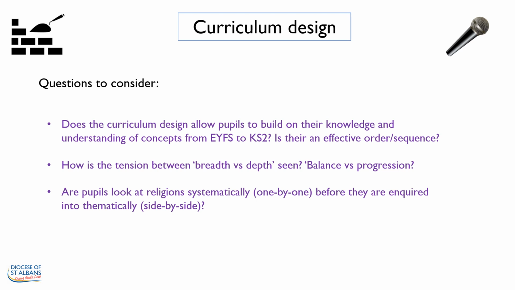Third of all, are pupils looking at religion systematically, that is, one by one on their own, before they're inquired into thematically side by side? Now, a common pitfall of many curriculum maps about 10 years ago was that pupils may look into a few religions within Key Stage 1 or Key Stage 2, such as Christianity and Judaism, and then they may get to the summer term and all of a sudden they're looking at a unit on pilgrimage or different beliefs about life after life, throwing in other religions such as Islam and Sikhism and Hinduism that they haven't encountered in their own right yet.